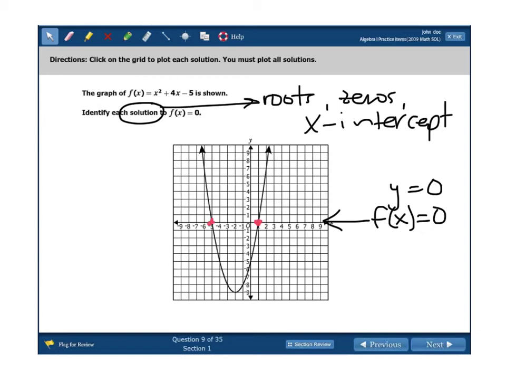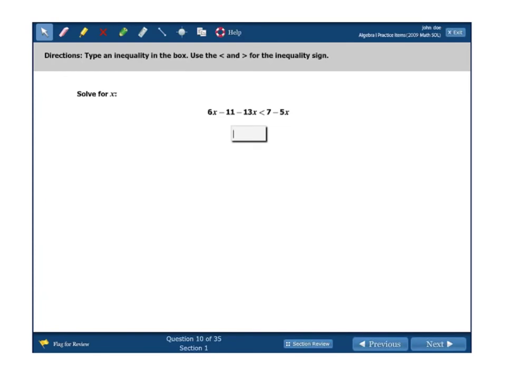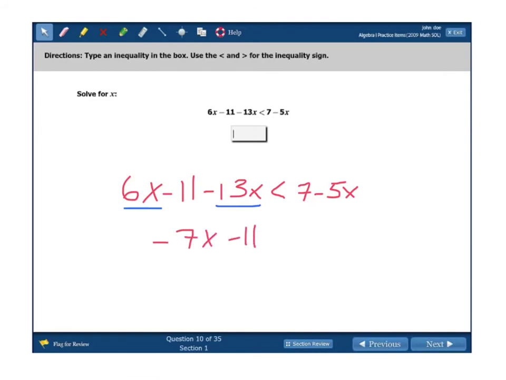All right, I think we only have 2 more, which is good because this is getting lengthy. Oh, a good old inequality. Now, one of the things that I want you to recognize about the inequalities they give you is that sometimes they're going to be super easy and sometimes they're going to be a little more challenging. This is not super challenging. However, you do have to recognize that you've got to combine your like terms. Once you do that, you're going to have negative 7x minus 11 is less than 7 minus 5x.